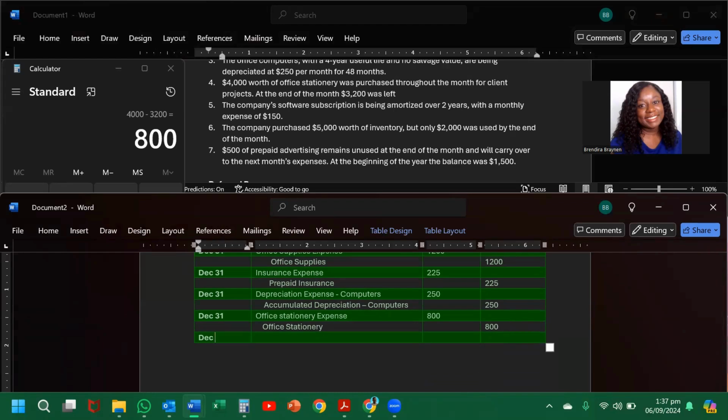So again, this is a deferred expense. I'm going to name this expense amortization expense. And the amount that I'm going to reduce it by, they already tell me monthly it's $150. So $150 is my debit to amortization expense. And then I'm most likely going to credit something like software subscription.